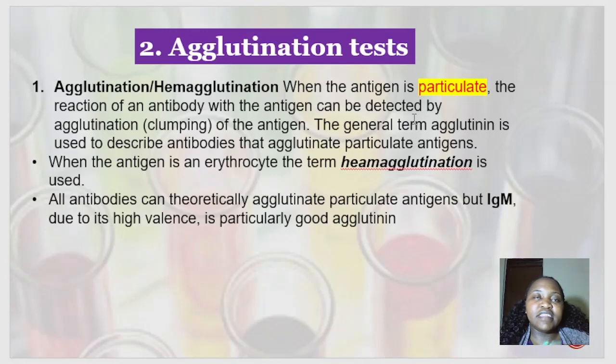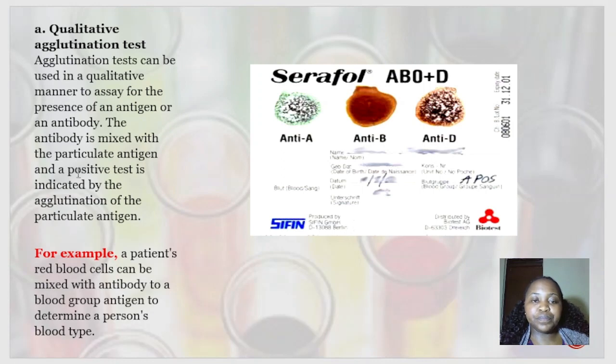So if they are red blood cells, they can clump together when it's a positive reaction. The general term agglutinin is used to describe antibodies that will agglutinate particulate antigens. If the antigen you're dealing with is an erythrocyte or red blood cell, we call this process hemagglutination. All antibodies can theoretically agglutinate particulate antigens, but IgM, because of its high valence, being pentavalent, is a good agglutinant.